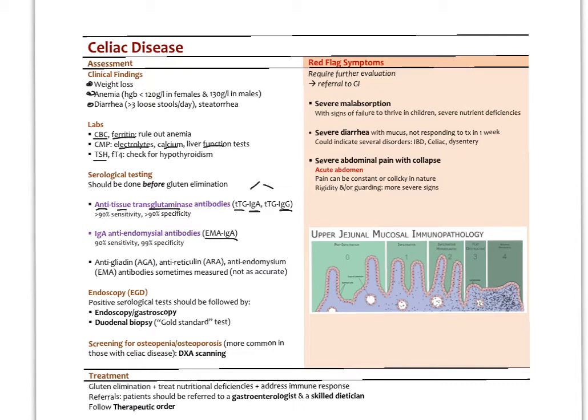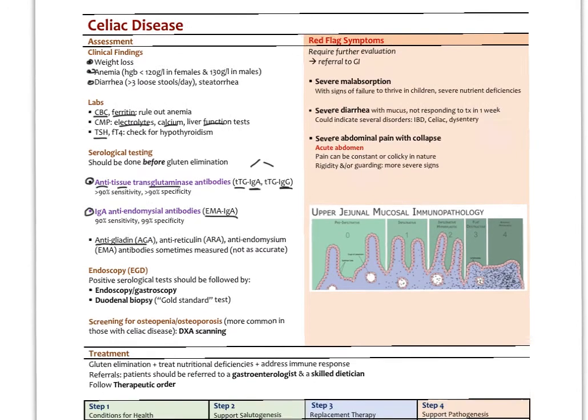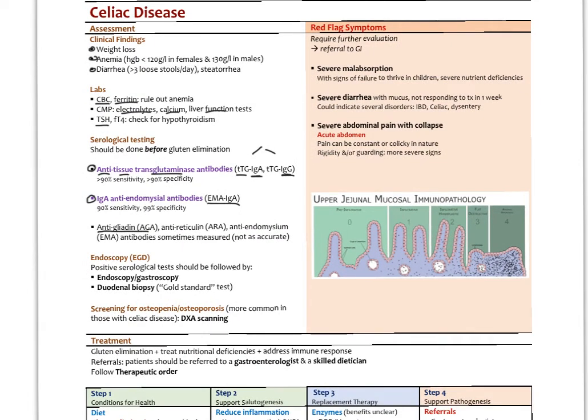Less accurate would be actually anti-gliadin antibodies, and then what's called anti-reticulin antibodies. They're not as accurate, so we usually depend on these. So when people say they're doing a celiac panel, they usually are talking about those. But the gold standard really is going to be endoscopy. If we have positive serological results with the history, then we're going to order an endoscopy, gastroscopy, and the EGD will go all the way down and be able to do a duodenal biopsy. And that's the gold standard.